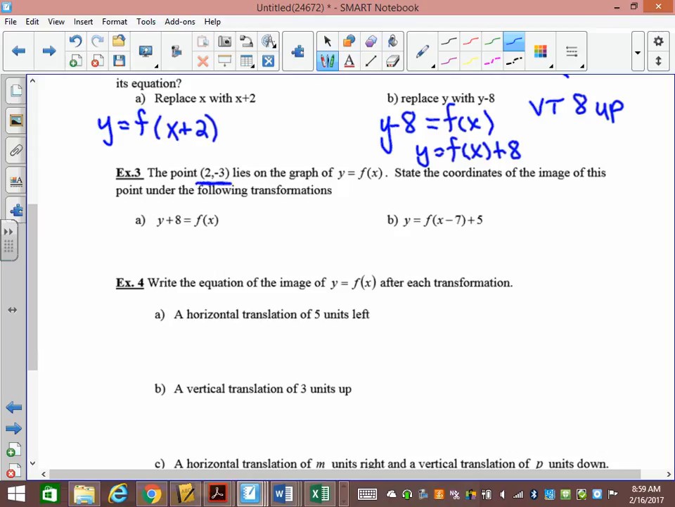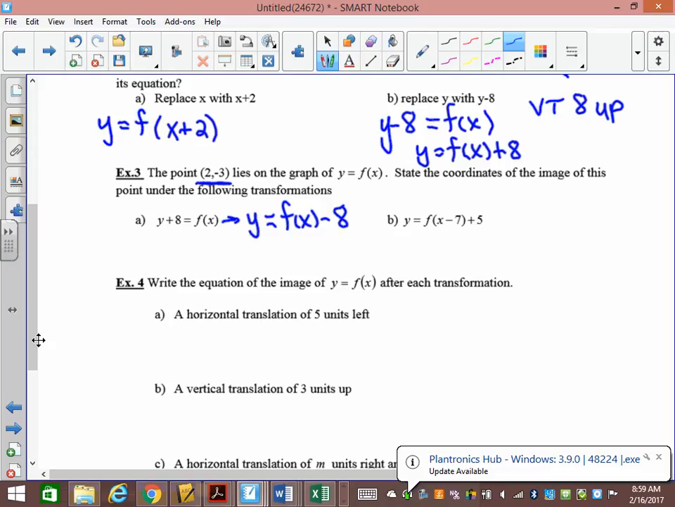Whenever we move a point, we need to do mapping. What I'm going to do first is get into y equals, because people usually like that better. So I'm going to go y equals f of x minus 8. So that 8, does that affect the x or the y? Is it a vertical or horizontal translation? The vertical translation, 8 down.